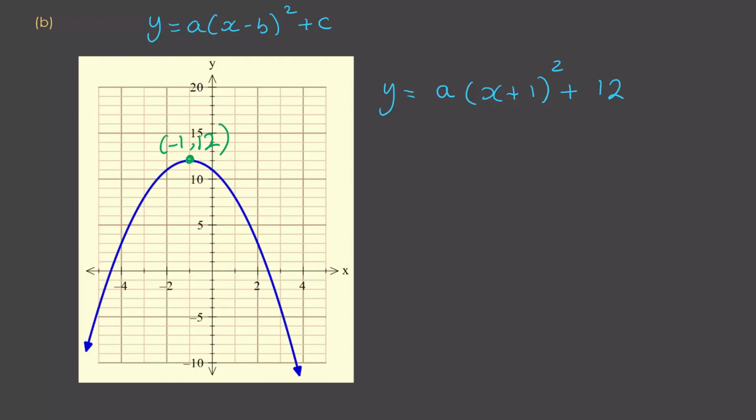A couple of different ways of finding a. Firstly, if I go across 1 unit, you can see that I go down 1 unit. So that suggests that a is -1. We can also do that using the intercept here at (0, 11). So y is 11 when x is 0.